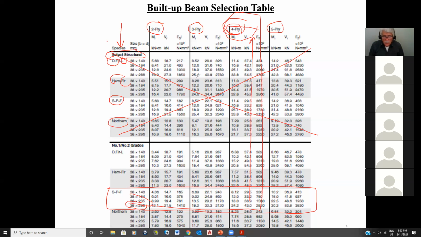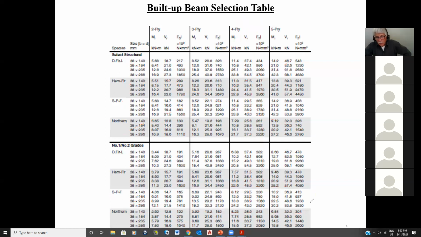Now, there's something I want you to notice here, guys. Not that I recommend you doing this, but I want you to notice something. The table is good for a 2-ply. The table is good for a 3-ply. The table is good for a 4-ply. The table is good for a 5-ply. Is the table good for a 6-ply? No. And how would you get the values of the 6-ply?